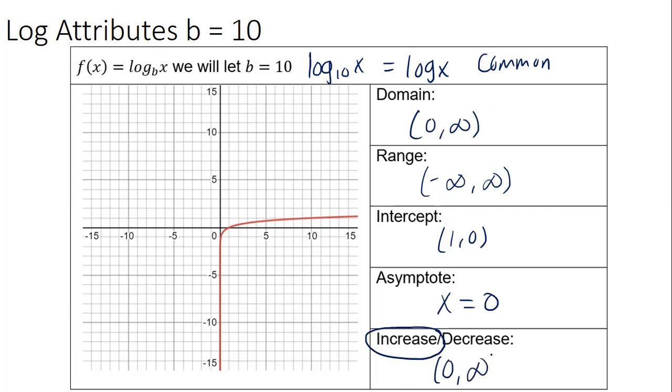Increasing on my domain from 0 to infinity. The only thing that's going to change is how you're interacting with your x values. So we're still here at 1, 0, but notice we're now at 10, 1, and that's because what is our b value? 10. Okay? 10 to what power equals 10? 1. All right. So do we see the pattern in it? The base may change, the attributes are going to stay the same, but the x at y will change. That 1 will change, sorry. Okay, cool.